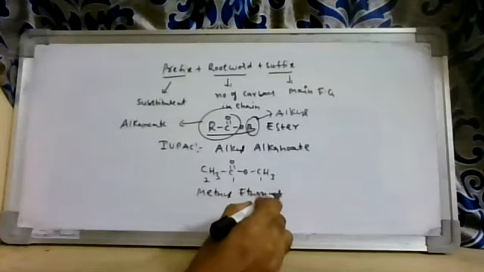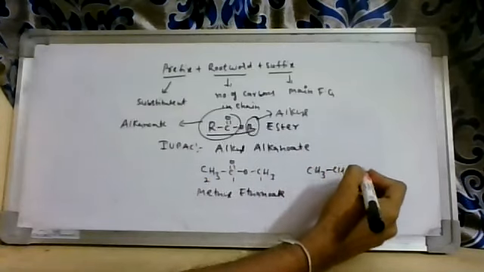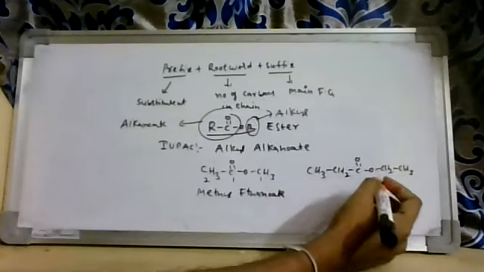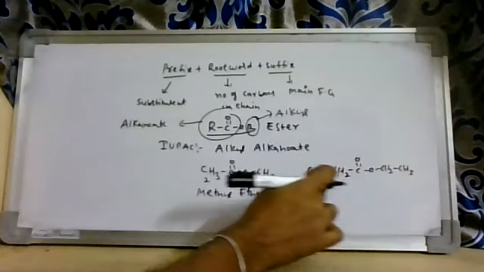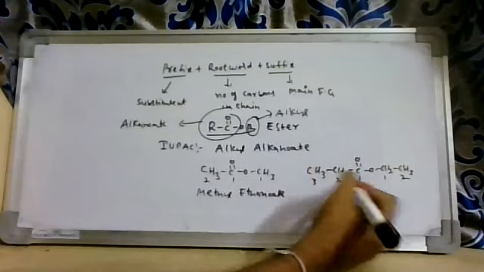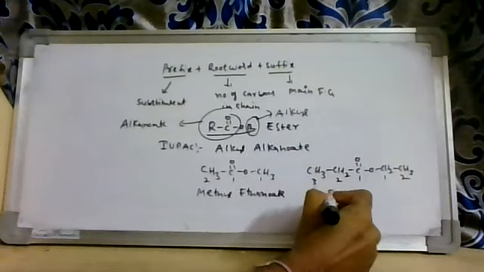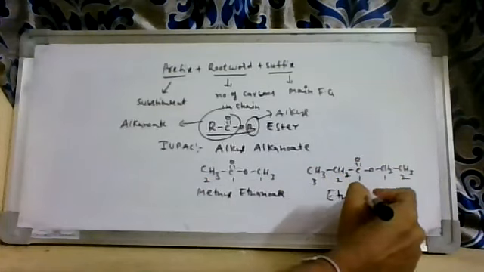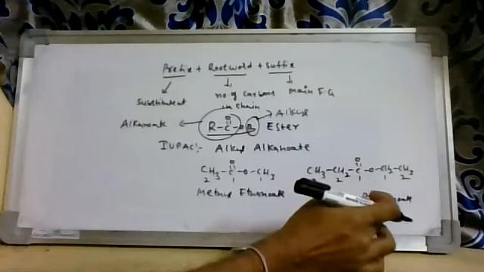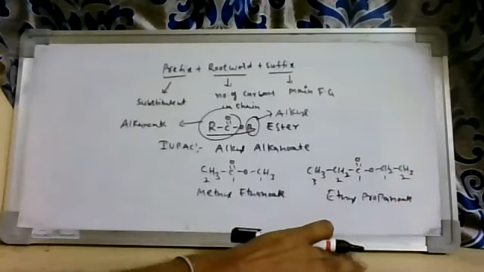Methyl ethanoate. Suppose I take one more example: CH3, CH2, C double bond O, O, CH2, CH3. Here the oxygen attached part is alkyl part, remaining part is alkanoate part. Here 2 carbons are present, here 3 carbons are present. So the oxygen part is alkyl, with 2 carbons, so ethyl. Here 3 carbons, so it is propanoate. Three carbons in chain is called prop. So it is ethyl propanoate.